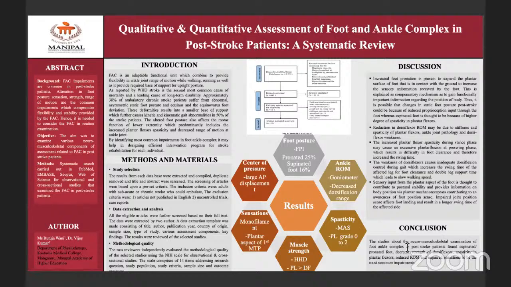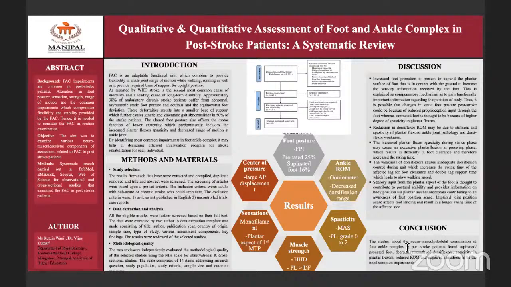Approximately 30% of chronic stroke patients suffer from abnormal asymmetric static foot posture and equinus and equinovarus foot deviations. These deformities can result in a smaller base of support, which further causes kinetic and kinematic gait abnormalities in stroke patients. The altered foot posture also affects lower extremity strength and ankle joint range of motion, and thus the interaction among various musculoskeletal aspects, which include muscle spasticity, weakness, impaired motor control during ambulation, and reduced foot sensation, causes joint abnormalities in the foot and ankle joint and results in hemiplegic gait.